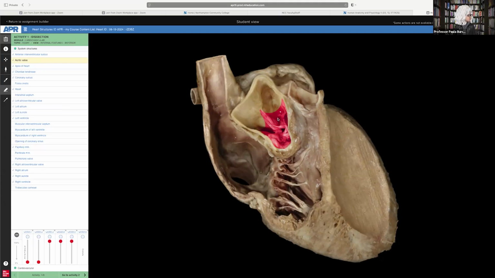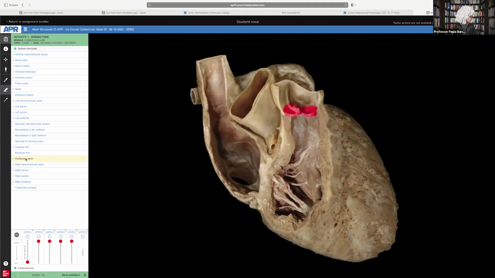The semilunar valves consist of three cusps that look kind of like half moons, and they are structured like a little cup. So when the blood leaves the ventricle and goes into the artery, some of that blood is going to wash backwards and fill those cups and keep the semilunar valves closed. So this is the aortic semilunar valve. On the right side, we have the pulmonary semilunar valve.